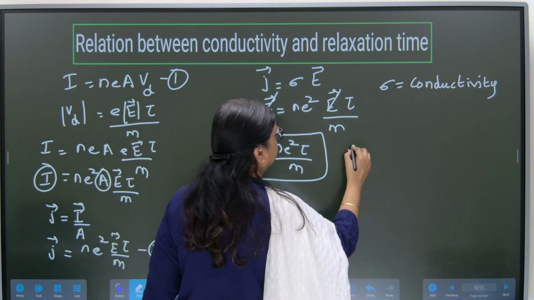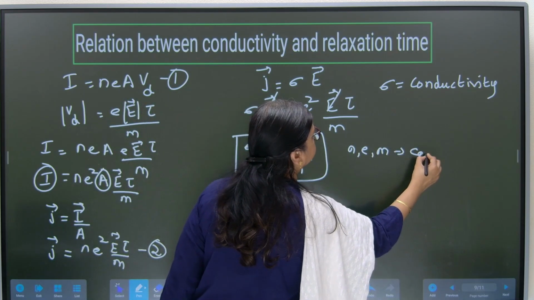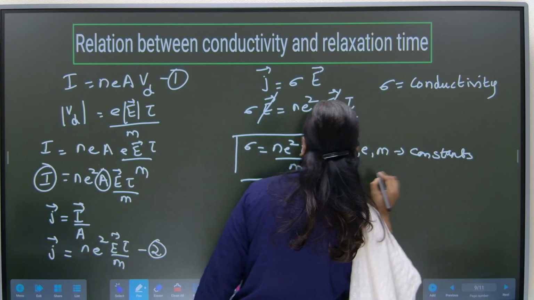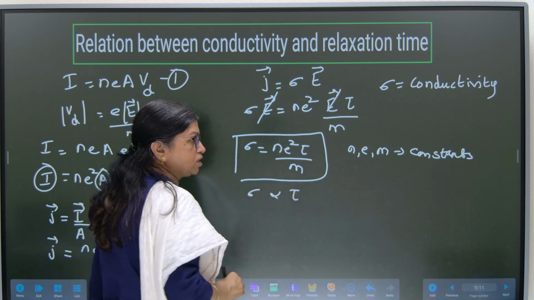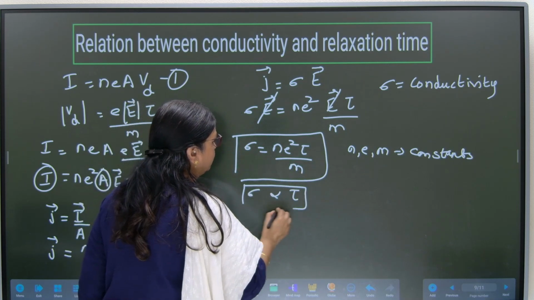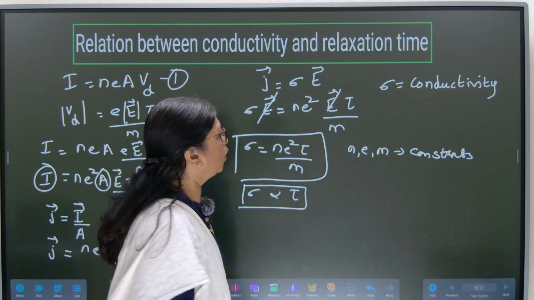Here n, e and m are constants. Therefore, sigma is proportional to the relaxation time. Remember this proportionality and equation, which will be used in our next video.